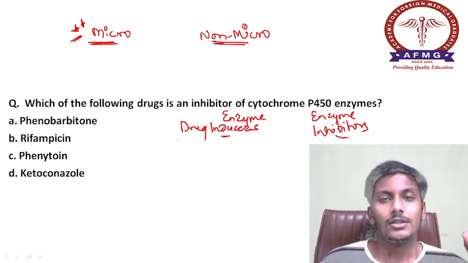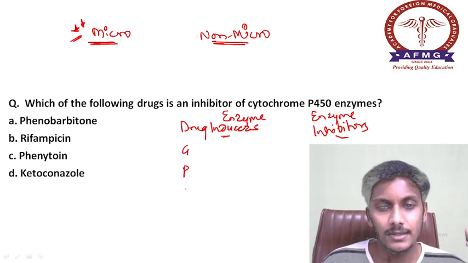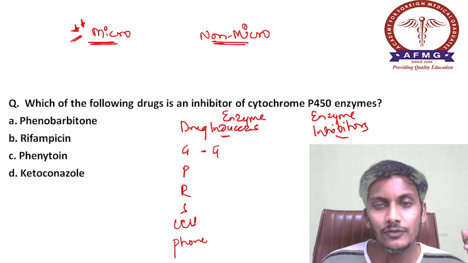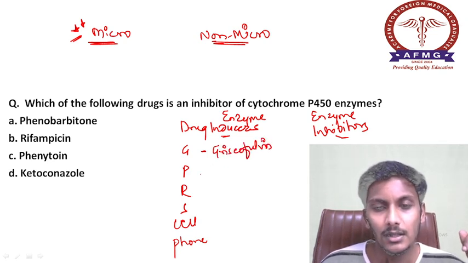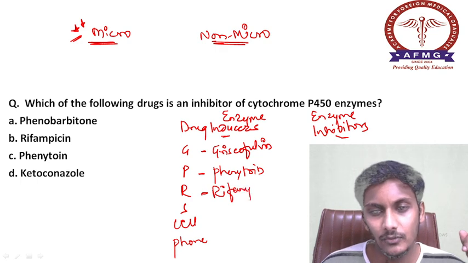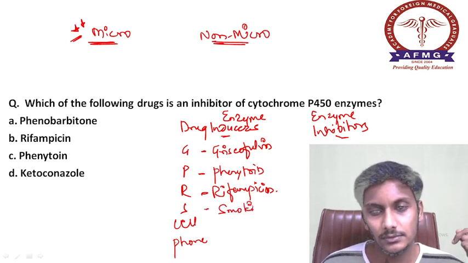The mnemonic for drug enzyme inducers is GPRS cell phone. So please remember, G goes for an antifungal drug, griseofulvin. P goes for phenytoin, which is an anti-epileptic drug. R goes for rifampicin, which is an antibiotic or anti-tubercular drug. S goes for smoking. C goes for carbamazepine.